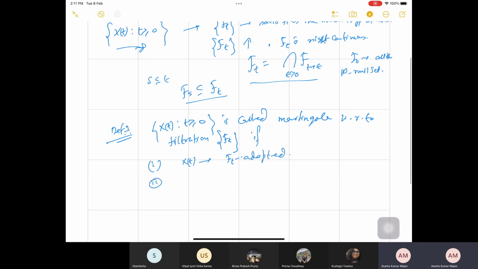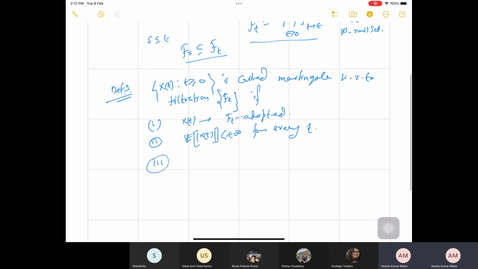Okay, and second we have this integrability condition, that the expectation of mod of Xt is finite for every t. That constant may depend on t, but as long as t is fixed, that is okay. And the third thing is that for s less than or equal to t, the expectation of Xt given F_s should be my X_s almost surely.